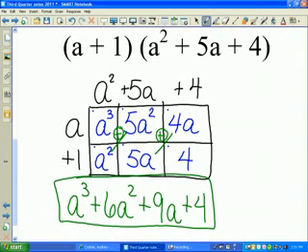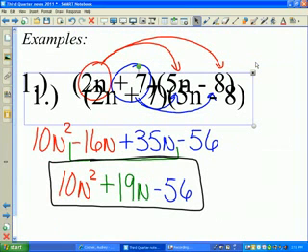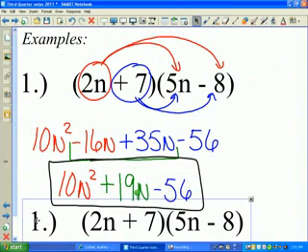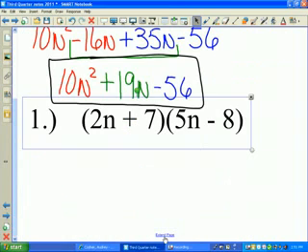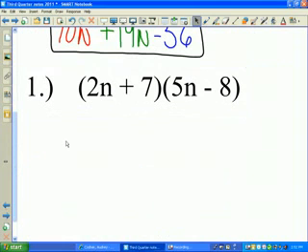So just to prove a point, I'm going to go back to one of the examples that we used with FOIL. Actually, I'm going back to the first one. So we have 2n plus 7 and 5n minus 8. I'm going to use this example, just going to clone it. Come with me. I'm going to use this example to prove a point that we can do this by using the box method. So now taking a look at my terms, I have 2 terms in that first parenthesis, and I have 2 terms in that second parenthesis.